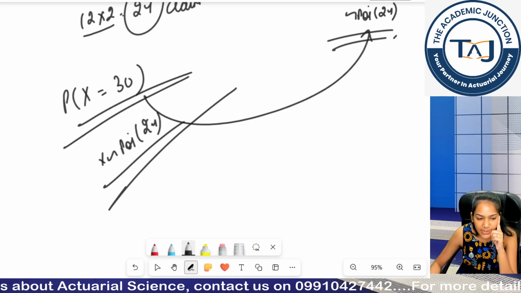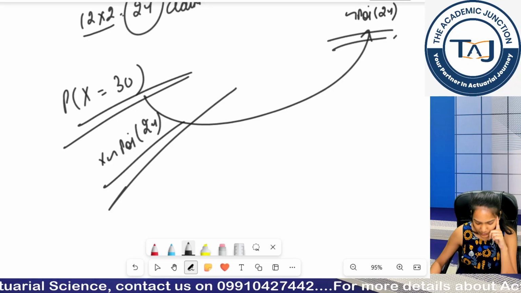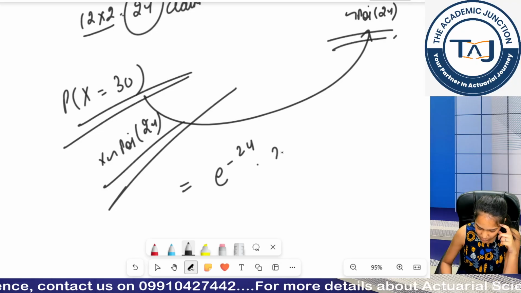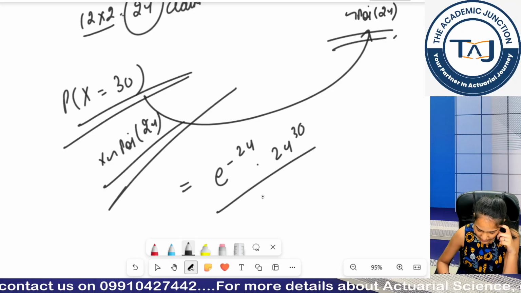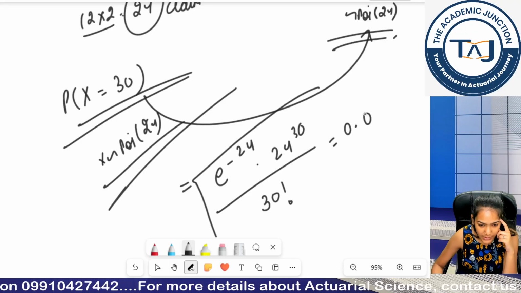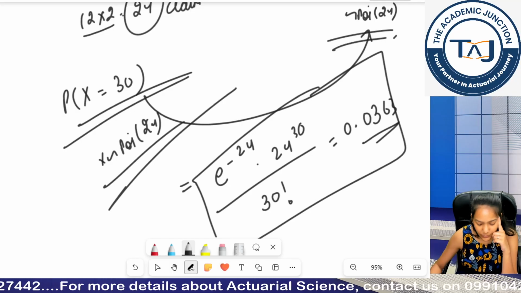Quickly give me the answer. So it will become e raised to the power minus 24, 24 raised to the power 30, and we have 30 factorial. This is coming out to be 0.0363. Yes, correct.